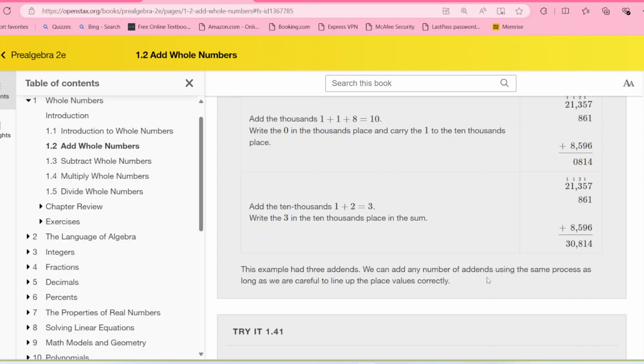We can add any number of addends using the same process as long as we are careful to line up the place values correctly. Another thing I would say be careful of, right? I mentioned it already, you saw it. If you line up more than 2 addends, you pay attention to what needs to be carried if you need to carry. If the sum of the place value is in the 10s, you're carrying a 1. If it's in the 20s, you're carrying a 2. If it's in the 30s, you're carrying a 3, and so on. So just be aware.